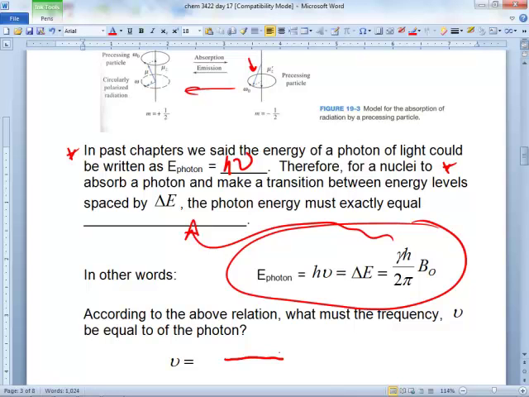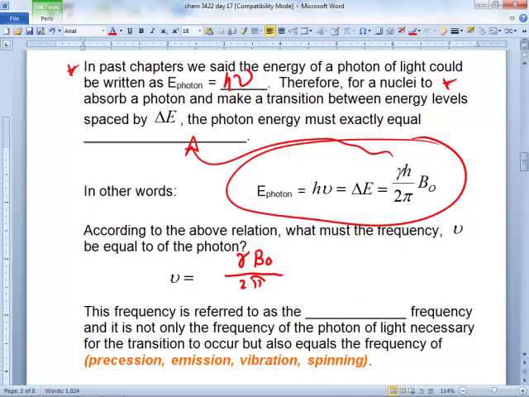Make sense? I was going to say, change it to E divided by h, no? Or just h nu. So pull out the h. So the frequency has got to be gamma B naught over 2 pi. Everybody with me so far?